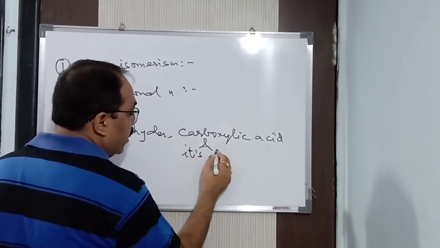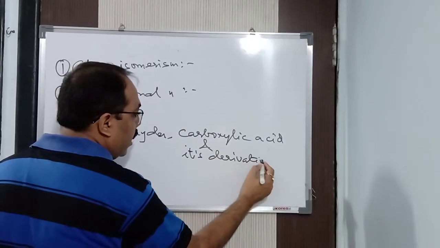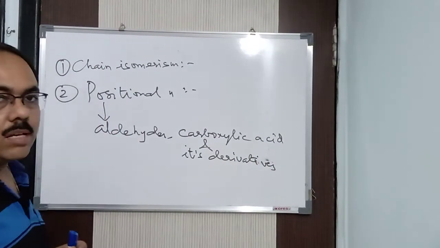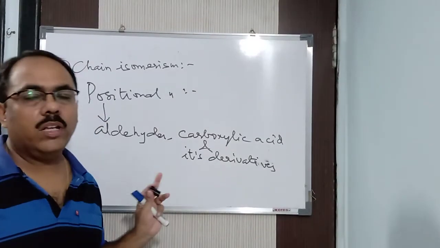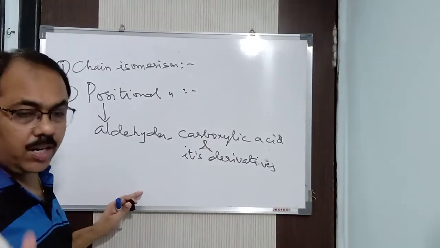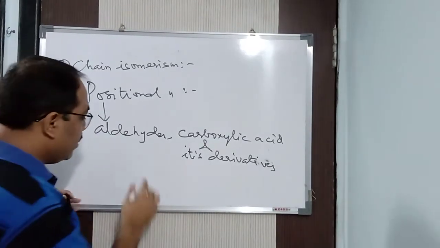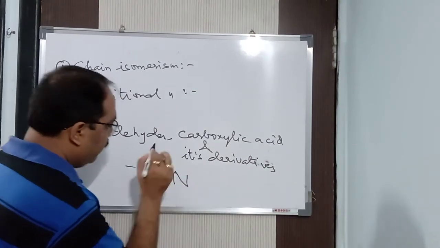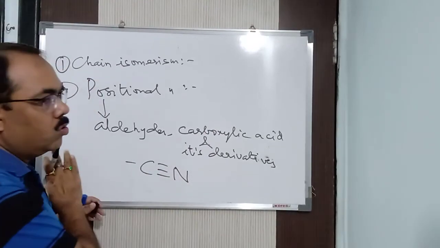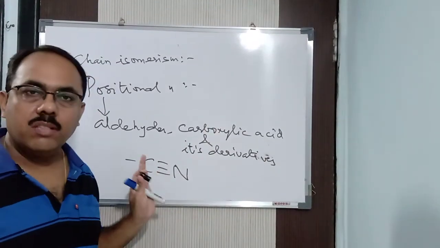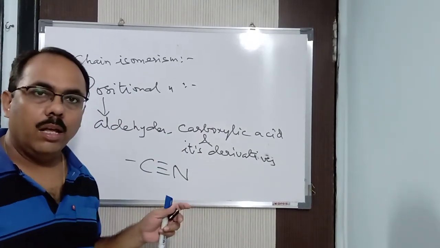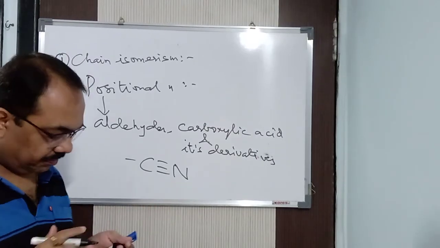Derivatives means acid anhydride derivatives. Acid anhydrides, esters and amides do not show functional isomerism or positional isomerism, because these will always be on the first carbon only. The same goes for nitriles, C triple bond N. So aldehydes, carboxylic acids and their derivatives and nitriles do not show positional isomerism, because all these functional groups will be in the first carbon atom. It cannot be anywhere in the middle.